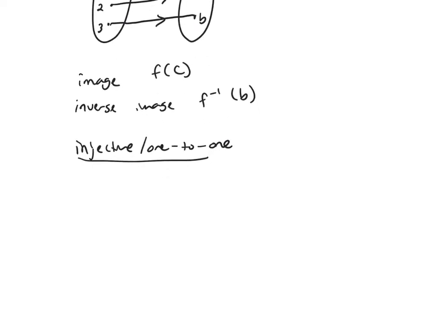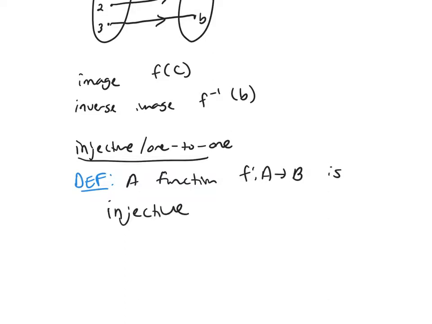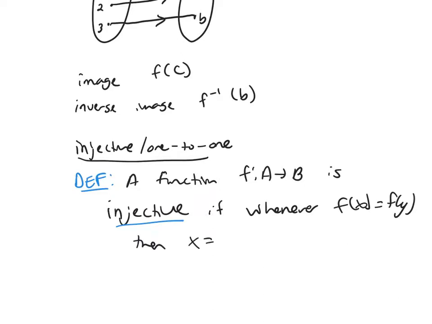So we're going to say definition, a function f from A to B is injective, or you could say one-to-one, if whenever f of x equals f of y, then x equals y.